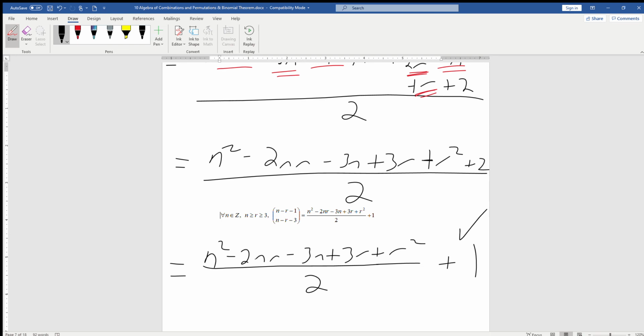So in the final example, we're going to take a look at a more difficult type of combination proof where we're going to have to get a common denominator, much like we did before for that one permutation problem.